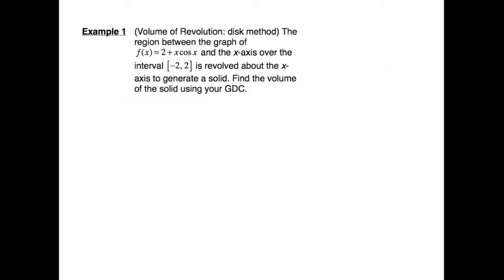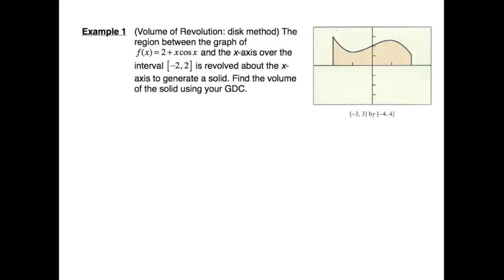Example 1 will be an example with the disk method. The region between the graph of f of x equals 2 plus x cosine x and the x-axis over the interval -2, 2 is revolved about the x-axis to generate a solid. Find the volume of the solid using your GDC. This is the graph, and before we solve this problem, we'll see a little animation to explain what the disk method actually is.